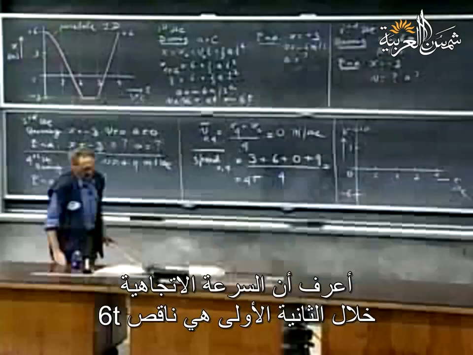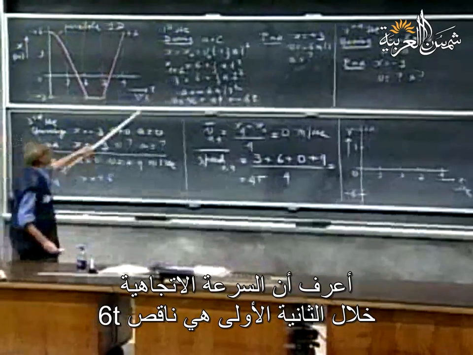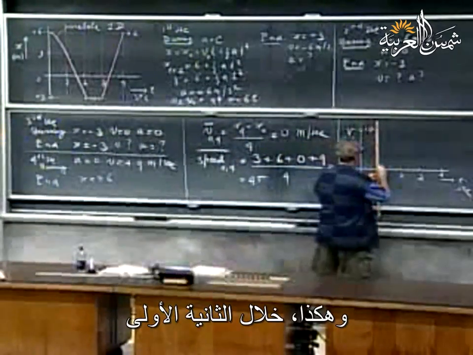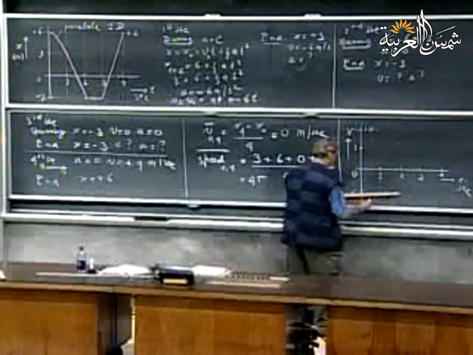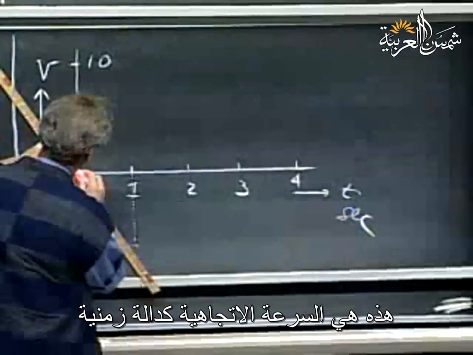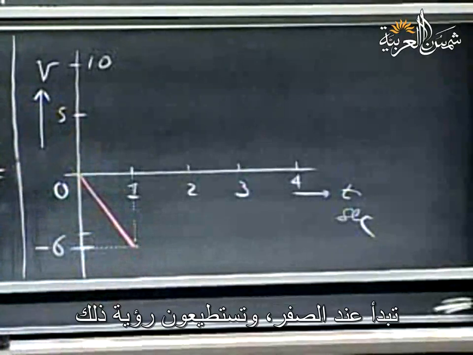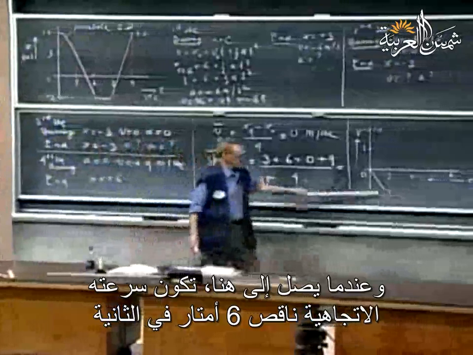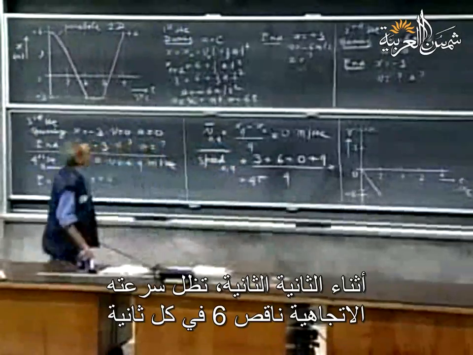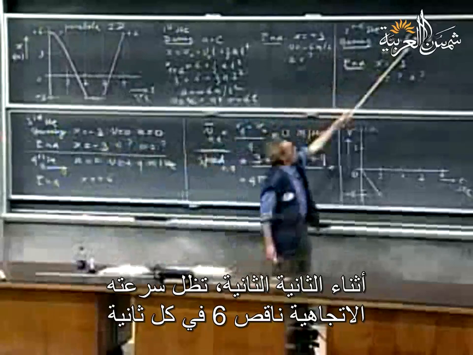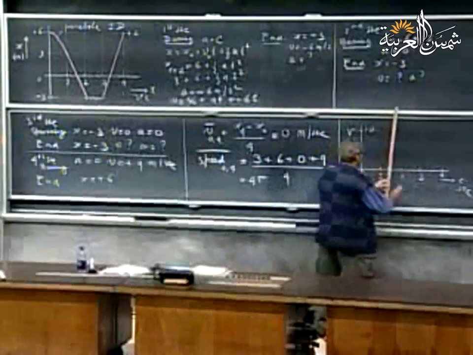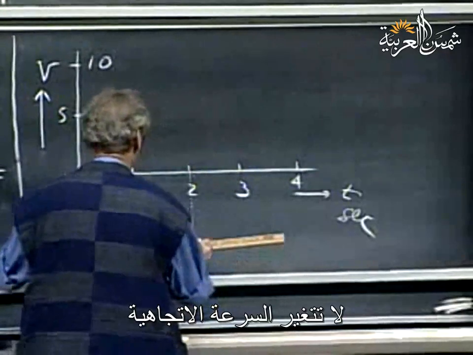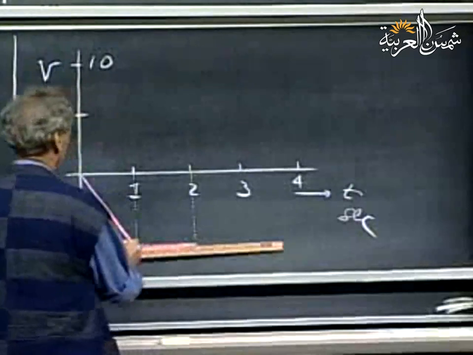So what do I do now? I know that the velocity during the first second is -6t. So it's linear. And so during the first second, this is the velocity as a function of time. It starts at 0, you can see that. And when it is here, it has a velocity of -6 meters per second. During the second second, it remains -6 meters per second. So during the second second, the velocity is not changing, stays there.